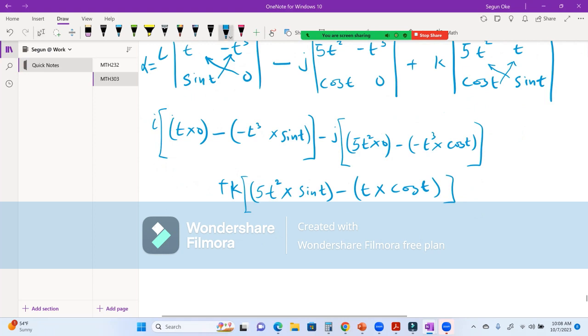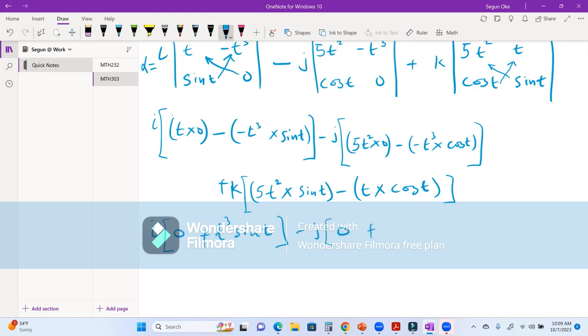So let's look at it. We have i to be what? 0 minus times minus positive t cubed sine t, minus j. So what do we have? Plus t cubed cos t. Okay. Plus t cubed cos t, cos t. 0 plus t cubed plus t.